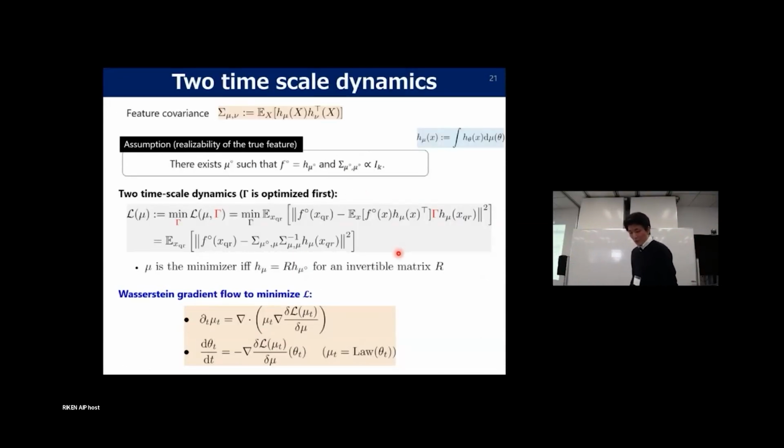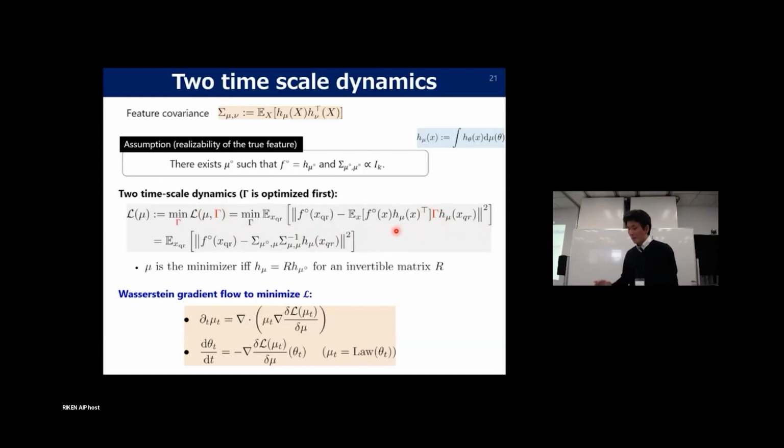As for the optimization, we consider a two-time-scale setting where, for each distribution mu, we optimize the gamma. Gamma is just a k times k dimensional matrix, so it is easy to optimize. This is just a least squares problem, and we have an explicit form of the optimizer gamma for each mu.